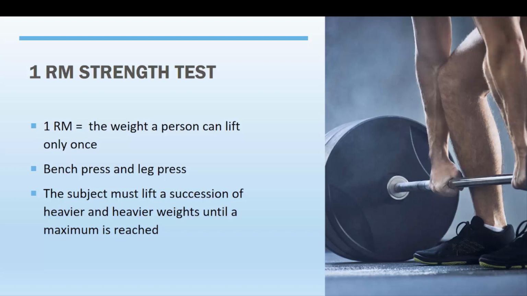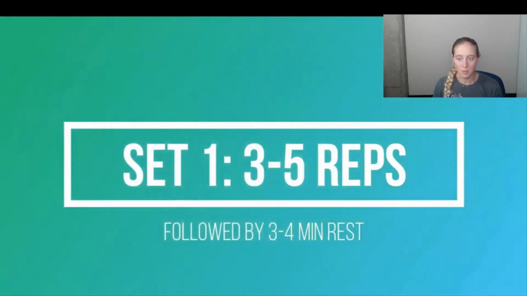6. A specific warm-up of 5 to 10 reps should occur first. 7. The subject must lift a succession of heavier and heavier weights until a maximum is reached. 8. A second trial should be allowed at the weight at which a subject fails. 9. It is better to start roughly 20% below an estimated 1 rep max and build up. 10. A 2 to 4 minute rest period is recommended between sets to allow ATP and CP levels to restore in the muscles. So we are now going to take a look at the 1 rep max bench press.